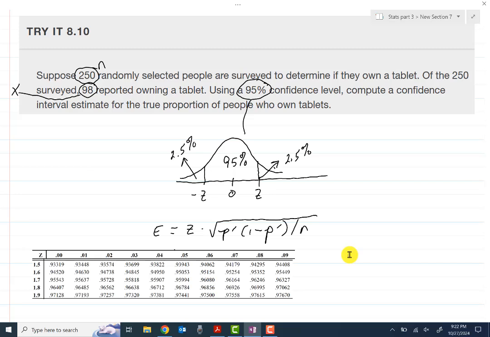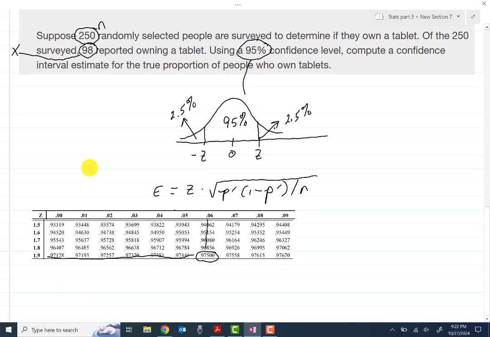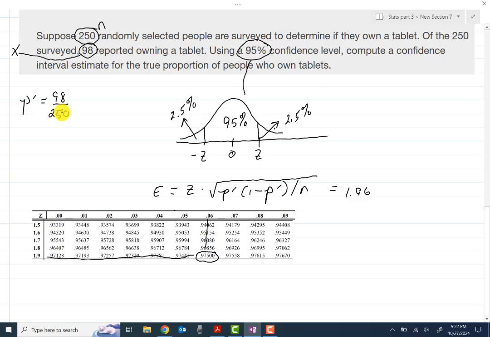All right, I brought up the relevant portion of the table. I see 0.975 right here. That's 1.96, and it's one of the only ones that works out so beautifully. So for this, z is going to be 1.96. Now, as far as the p prime in that, let me get the square root started. For the p prime, it's probably not a bad idea to calculate it and get the decimal. So let me do that. This equals 0.392.